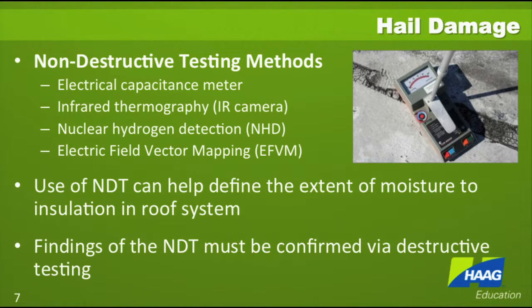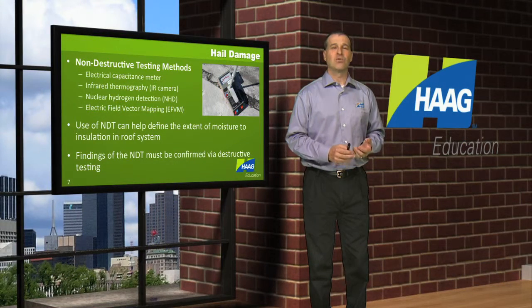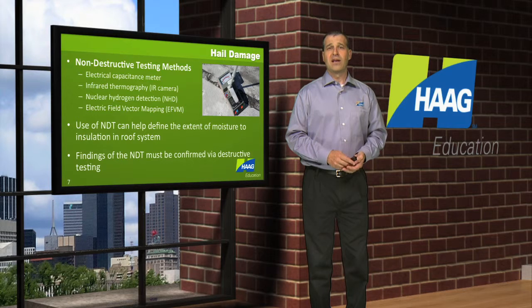Infrared cameras are going to measure the temperature of the system, and that also can lead to the implication that there is wet insulation. There's also nuclear hydrogen detection gauges that can be put on the outside of a roof surface. And there's also another system called electric field vector mapping that also uses the electrical properties of wet materials to determine exactly where wet insulation is in the roof system. Use of these non-destructive test methods can help you determine where the items that are wet need to be removed are, what sort of percentage of the roof system also has moisture in it.